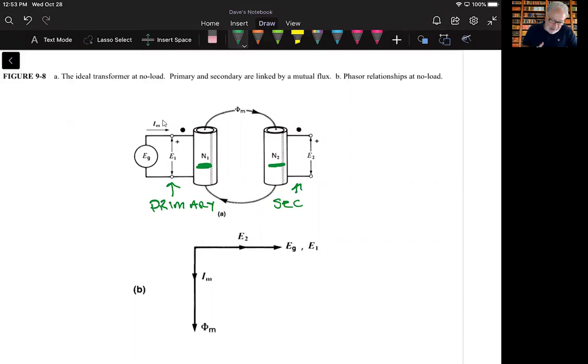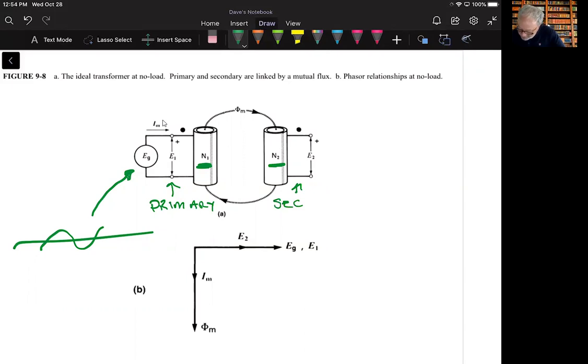The primary is connected to a sinusoidal source. And again, remember, none of this works unless the voltage is varying. This transformer is not going to do the things that we've been discussing in a DC application. It has to have this varying AC voltage input to it.